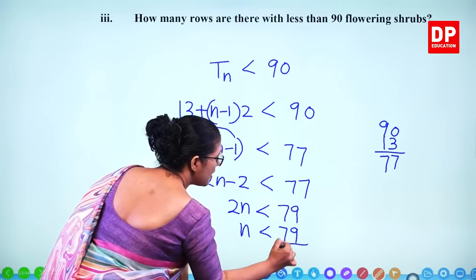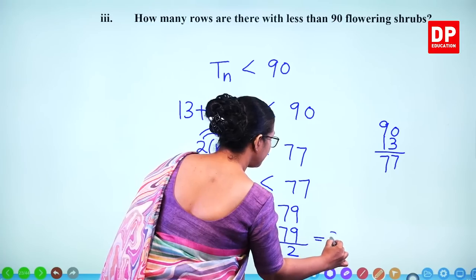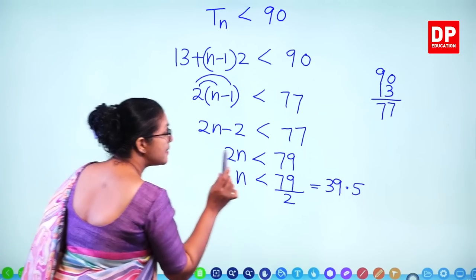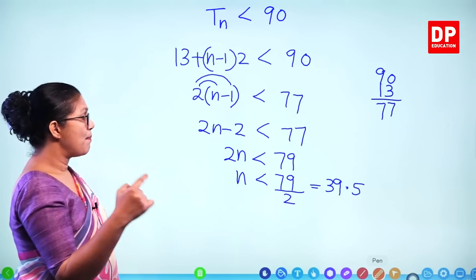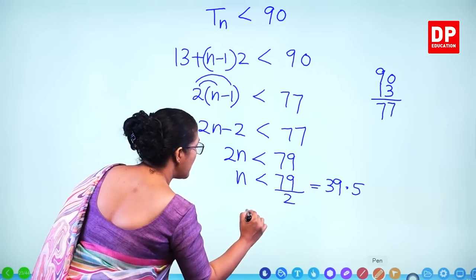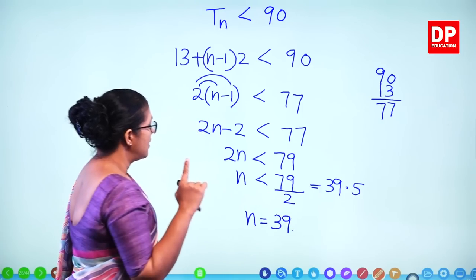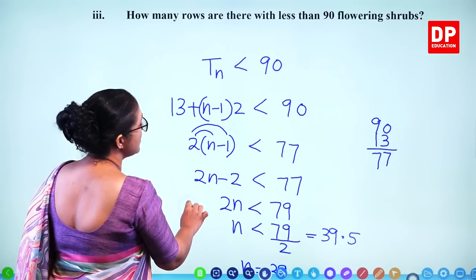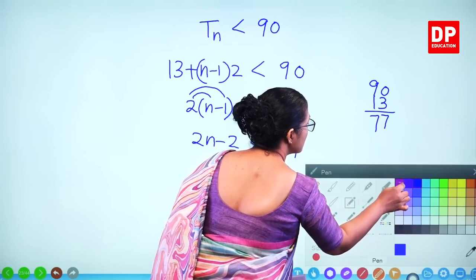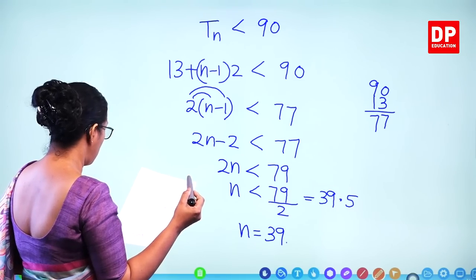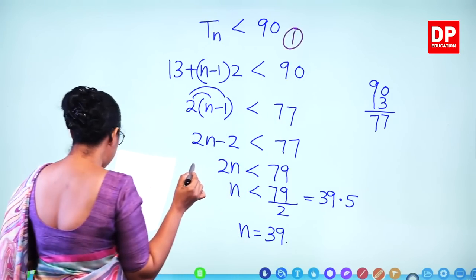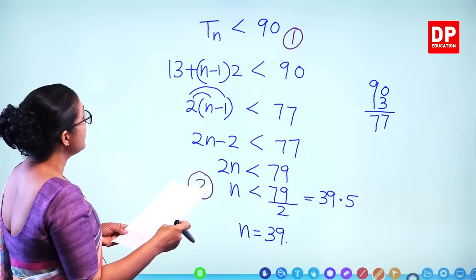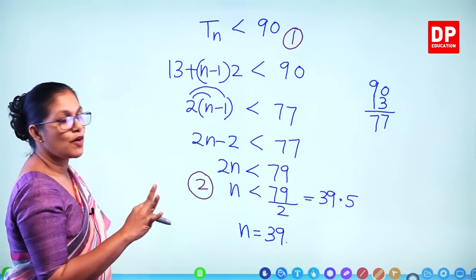We are dividing by 2, so nothing happens to the sign. You get 39.5. But it says n is less than 39.5. So, what's the maximum n value? That's 39. That means 39 rows, you get less than 90 shrubs. So, you get 1 mark for writing this one. That's an inequality. And 2 marks for solving. So we gave this one 3 and 4 marks, 7 marks for the first two parts.